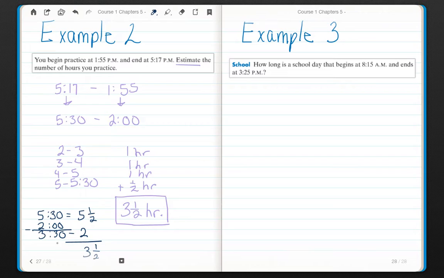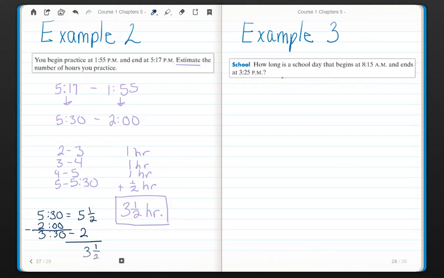Either way, they are all the same answer. You can subtract, or you can count up starting at 2. 2 to 3, 3 to 4, 4 to 5, and 5 to 5:30. Find a way that works for you to count elapsed time.